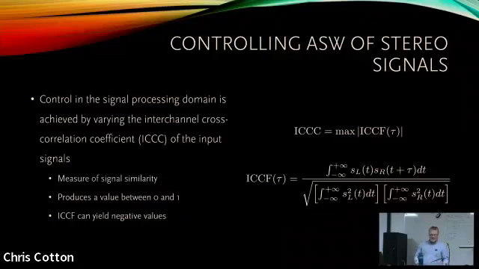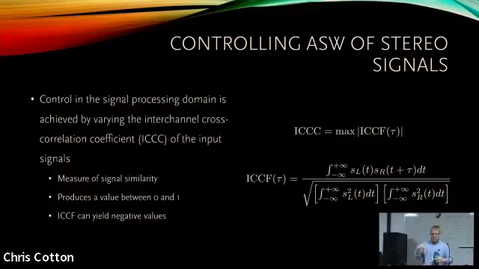And then the second modality for controlling ASW is via the signal processing domain, through varying the interchannel cross-correlation function, or ICCC, of the input signals. So ICCC is the maximum absolute of the intercross correlation function, which is a measure of the similarity between our left channel and our right channel. That produces a value between 0 and 1, which becomes our ICCC. It's important to note that the ICCF, our cross-correlation function, can yield negative values, and that has some perceptual implications.